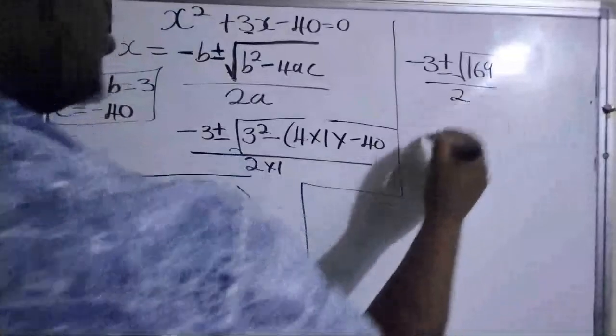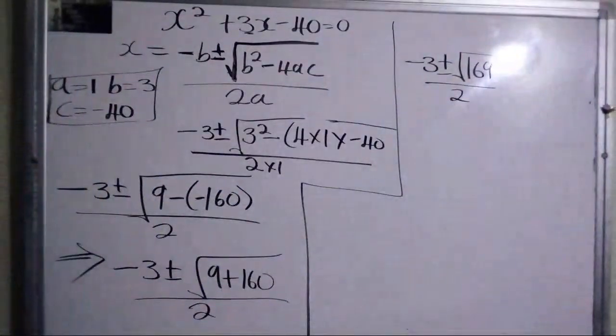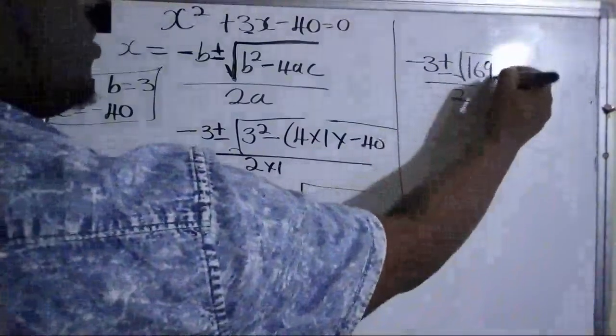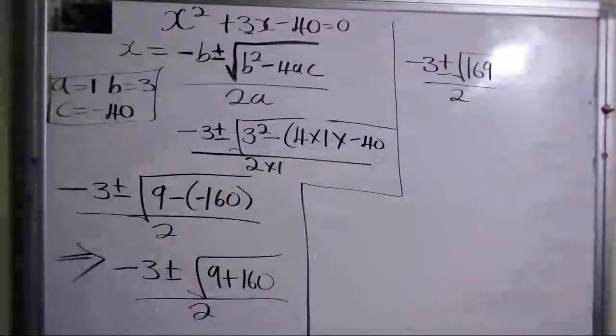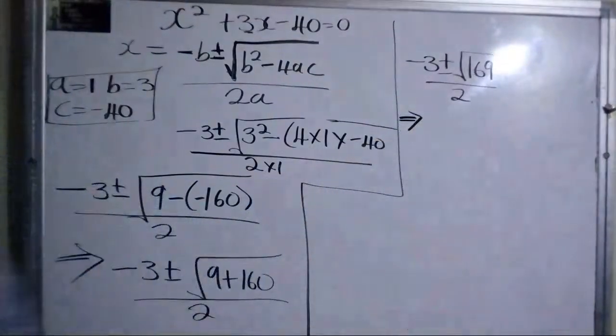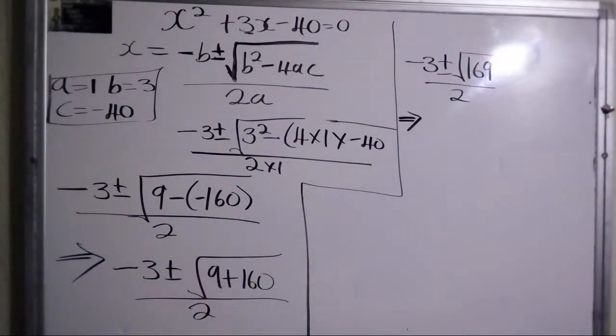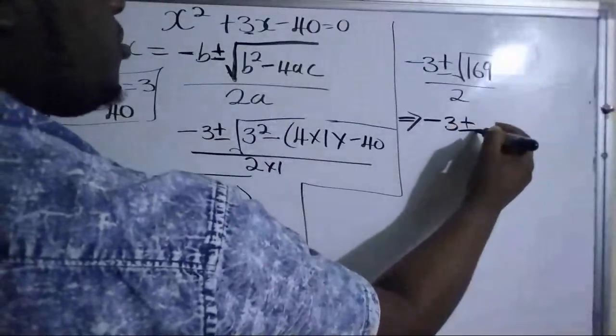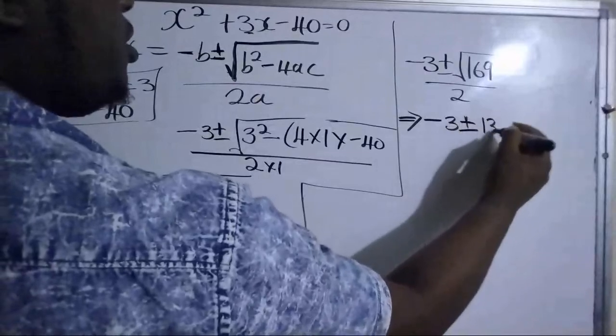over 2. What's the square root of 169? Somebody type that in. Which number can you multiply by itself to give you 169? Let's go, guys, let's go. I want to see that in the comment section. It will be 13, right? 13 times 13 is 169. So we put plus or minus 13 all over 2.